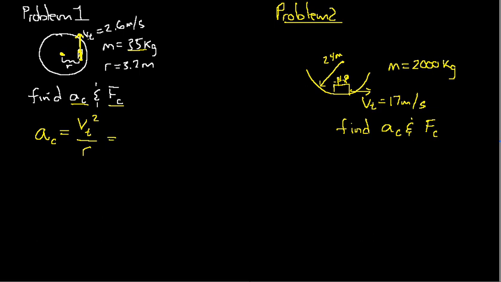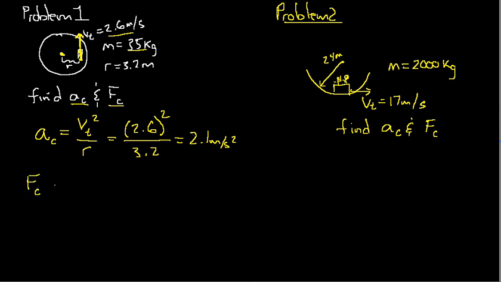Our tangential velocity we're given as 2.6. So we want to take 2.6 and square it. Don't forget to square it. We're going to divide by the radius, which is 3.2. And if you do that, you're going to come up with 2.1 meters per second squared.